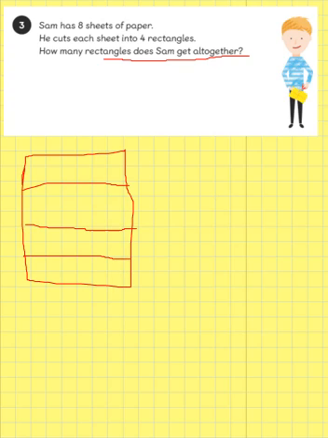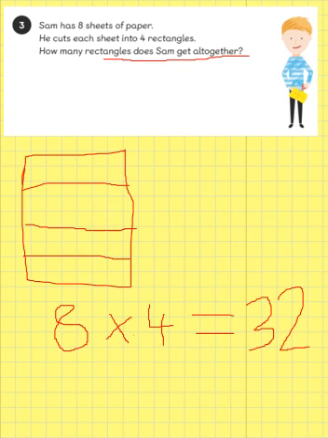But there's 8 sheets of paper, aren't there? So I think it's going to be a multiplication, isn't it? So if we've got, this is just one sheet of paper, but there's 8 of them. But this one sheet has been multiplied into 4. So if I multiply this by 4, I think that's going to give me the answer. And as luck would have it, I think that's the same multiplication that we just did a minute ago. So I'm thinking the answer is 32.